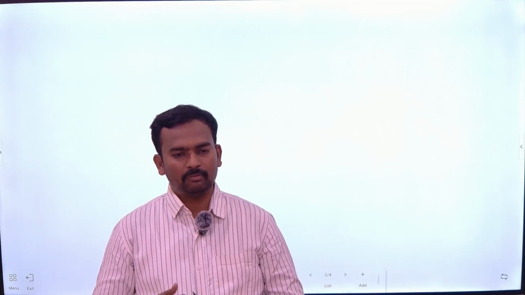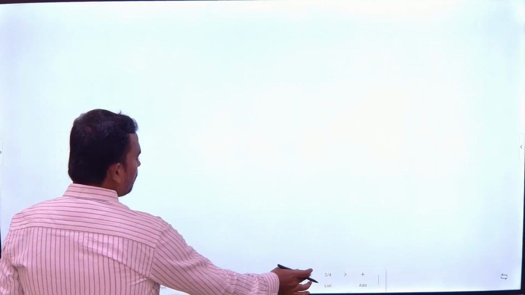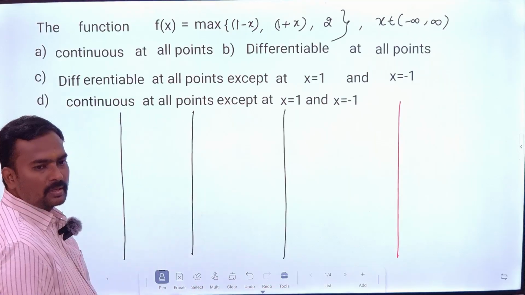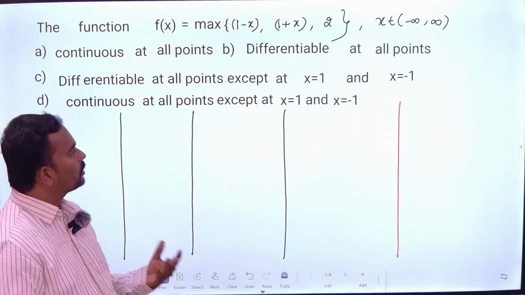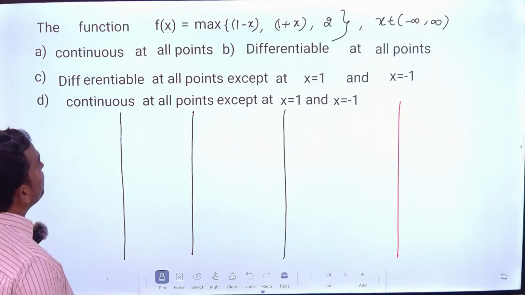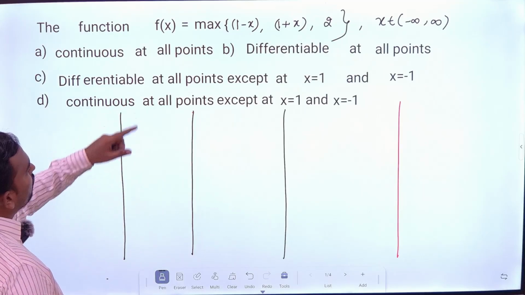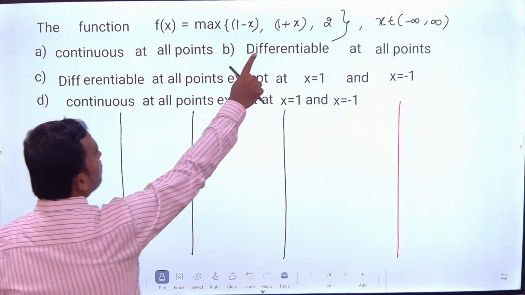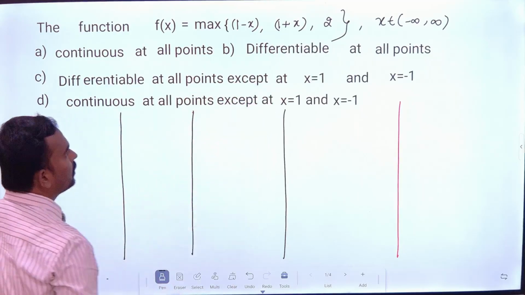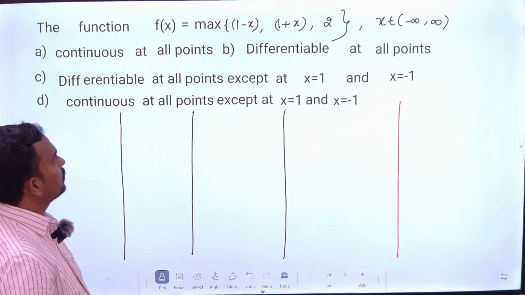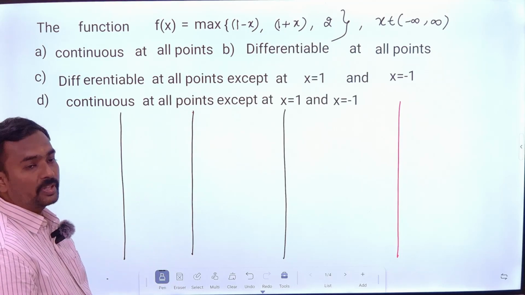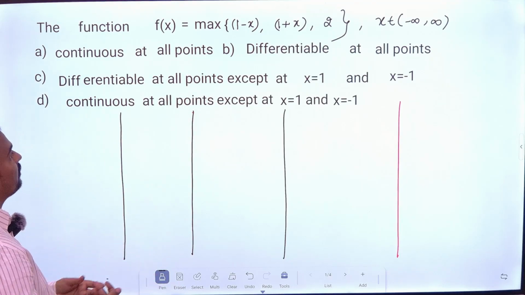Okay, let me begin with the topic. Today's topic is how to use graphs to solve advanced JEE problems faster. The first question is the maximum of 1 minus x, 1 plus x and 2. 1 minus x and 1 plus x are linear functions, 2 is a constant function. How to choose the maximum of these three things?